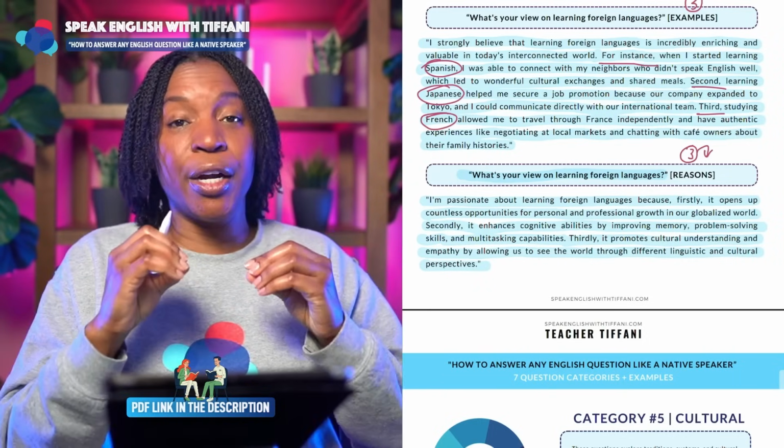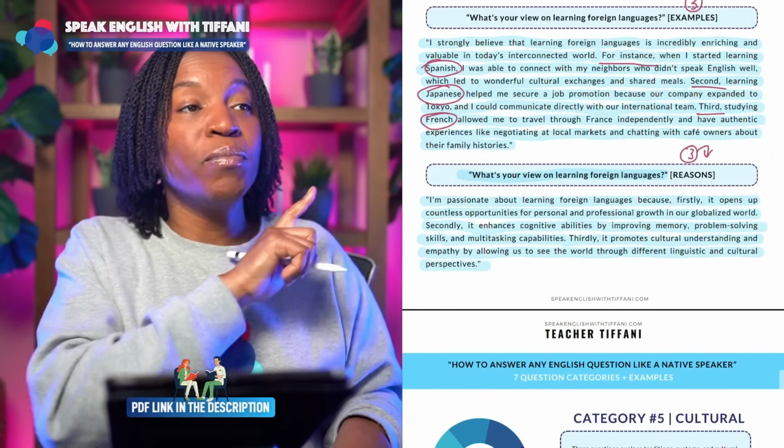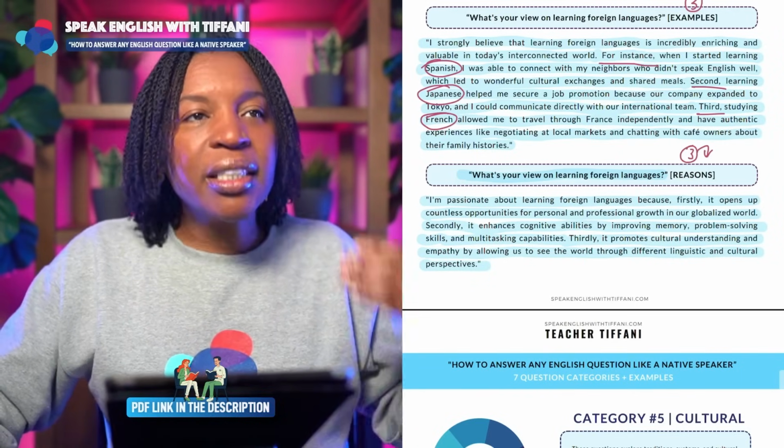What do we see here? Again, 3 reasons being given for the response, for the opinion. This is what happens for each category. We have 7 categories for questions that you will be asked as an English learner, even that I get asked as a native English speaker.